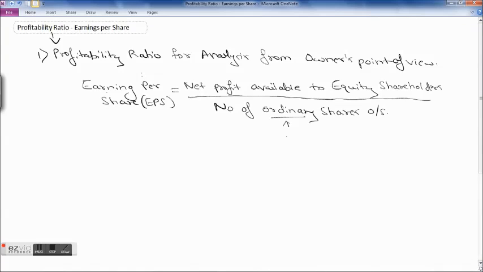The profitability of the firm from the point of view of ordinary shareholders can be measured in terms of the equity share. This ratio is known as earning per share. Each and every equity shareholder will be interested to know the earning per share for the current year of the company, since he has invested his money. So this is how you calculate earning per share, also known as EPS. Now we'll see one example and calculate earning per share.